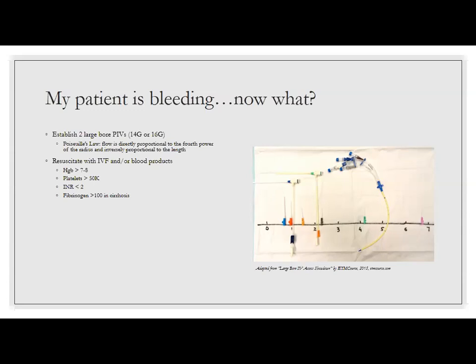Platelets above 50, goal INR would be less than 2 in a non-cirrhotic patient, and then fibrinogen above 100 in cirrhosis. These patients should be NPO. You never know if they're going to get a scope or not. And then start them on an IV PPI BID if you have any concern for an upper GI bleed. Trend the hemoglobin anywhere from Q4 to Q12 hours, depending on how sick the patient is. And then you can give them a prokinetic like Reglan or erythromycin.